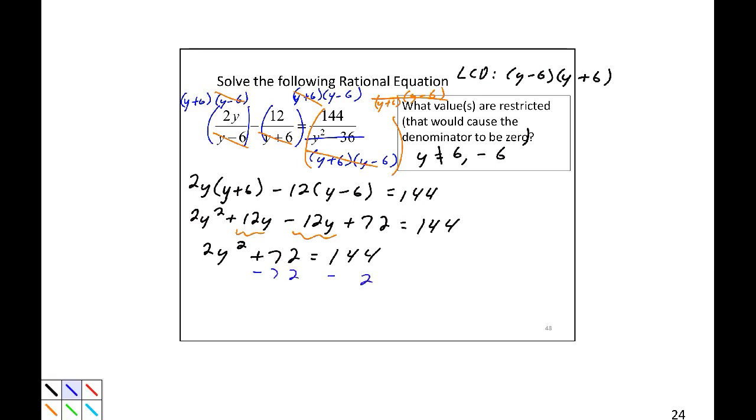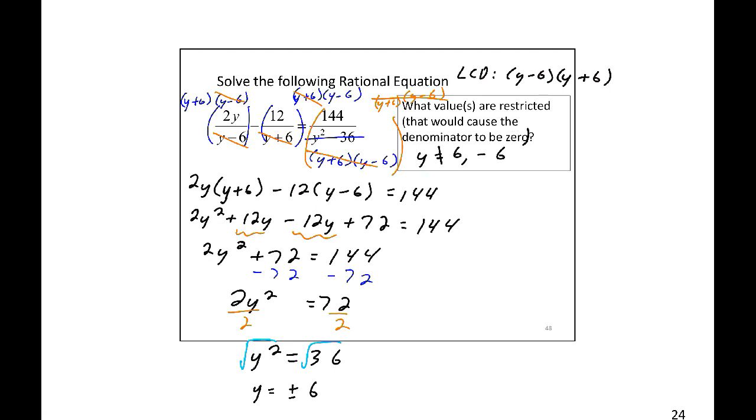Subtracting 72, we'll get 72 equals 2y squared, dividing by 2, we see that y squared equals 36. Now, taking the square root of that, we come up with two possible solutions. Y equals plus or minus 6. And we don't need to check either of those because our restrictions here were that y could not be 6 or negative 6, which means we have no solution. There's our empty set solution.